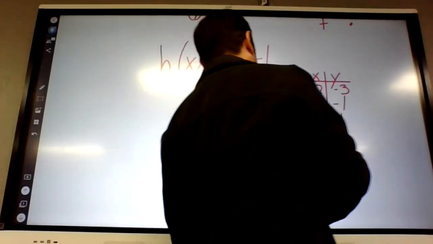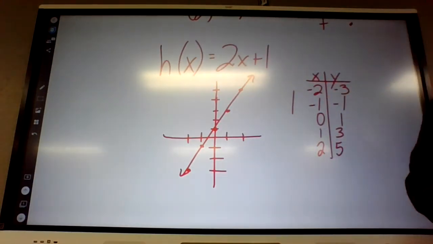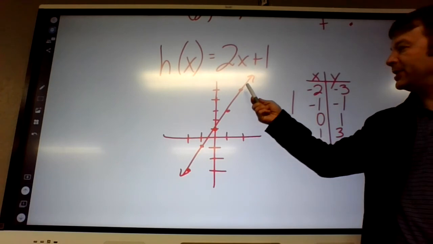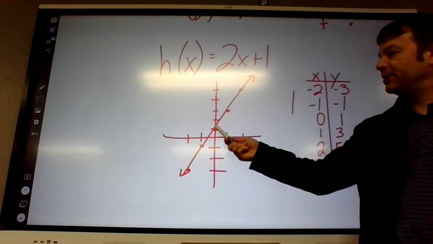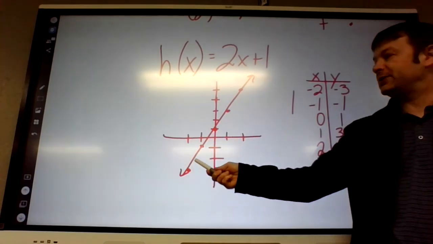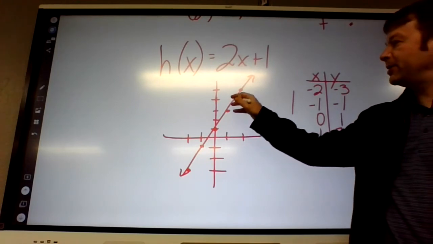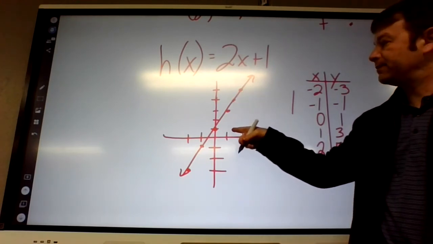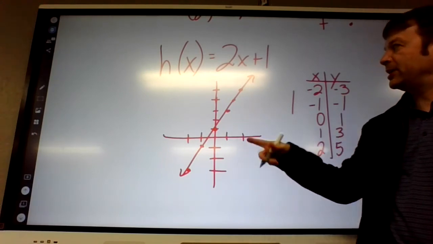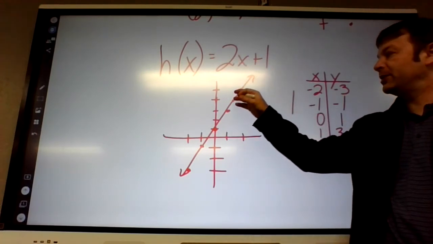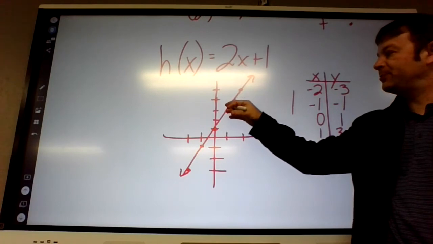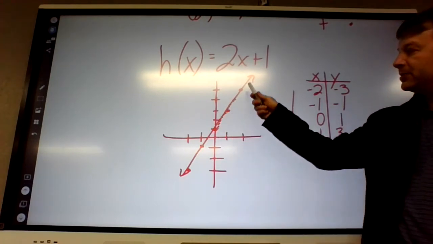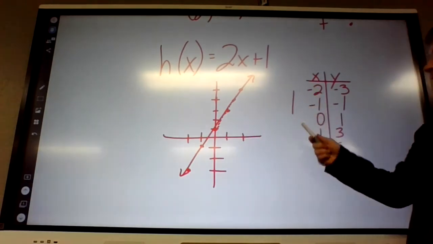Why do we draw the line? Okay. Even though I didn't find all these points in here, all these points actually exist. Like right here, for example, that's probably like 1.5, 4. Now I didn't plug in 1.5 and get 4, but it exists. Or any of these points, weird decimals and fractions, but they all exist even though I didn't find them.